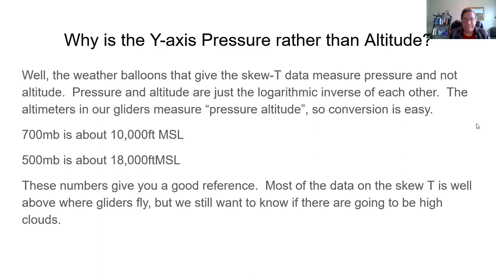And now the numbers on the Skew T go well above 18,000 feet, below 500 millibars. But we need to know what's going on above us. Is it going to get cloudy up there? We want to know that too, even though for most cases, we're not going to go above 18,000 feet.